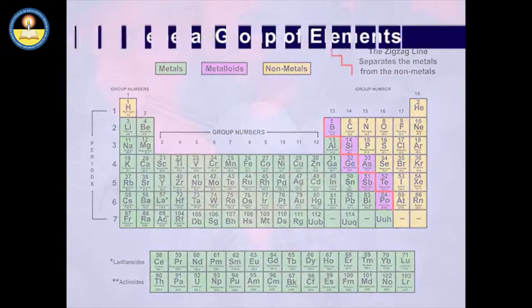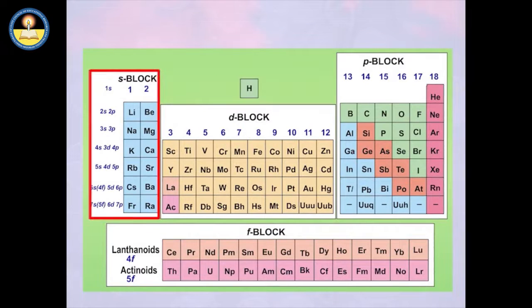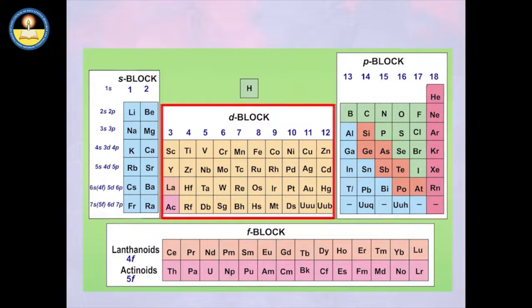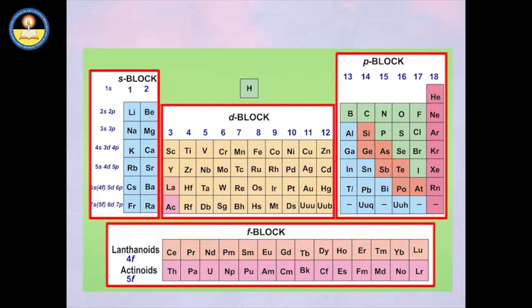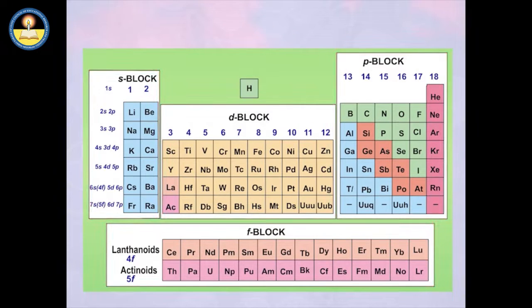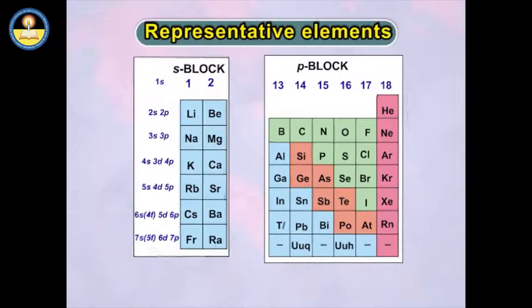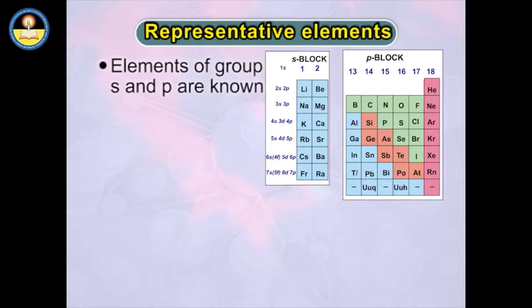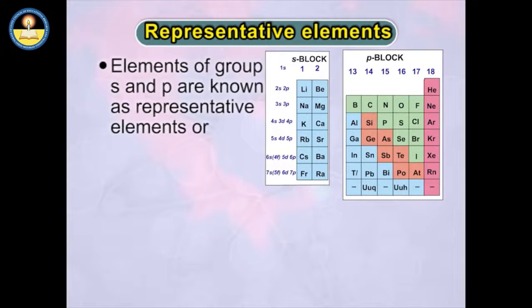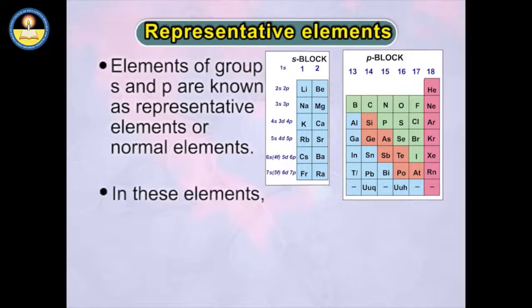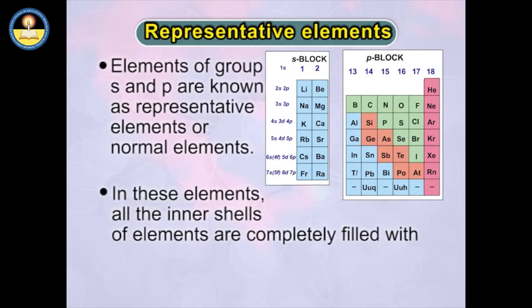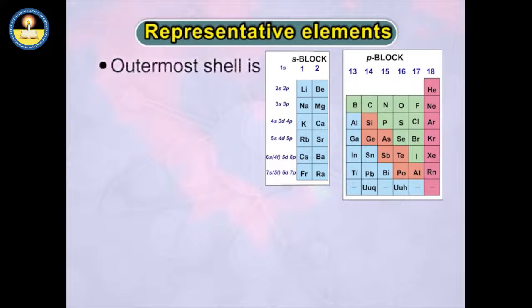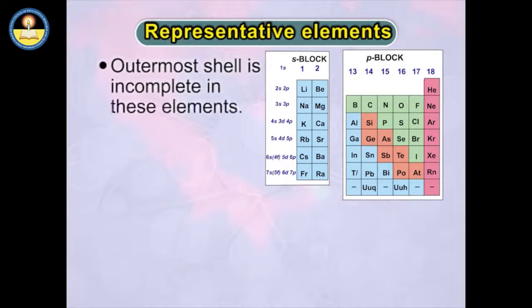General group of elements. In addition to the four groups, the elements are also placed in the periodic table in four general categories. Representative elements. Elements of group s and p are known as representative elements or normal elements. In these elements, all the inner shells are completely filled with electrons. The outermost shell is incomplete in these elements.